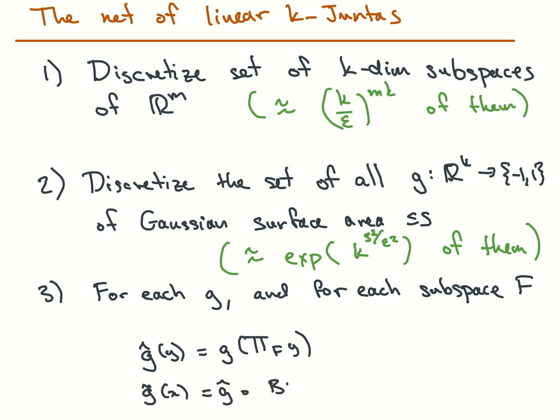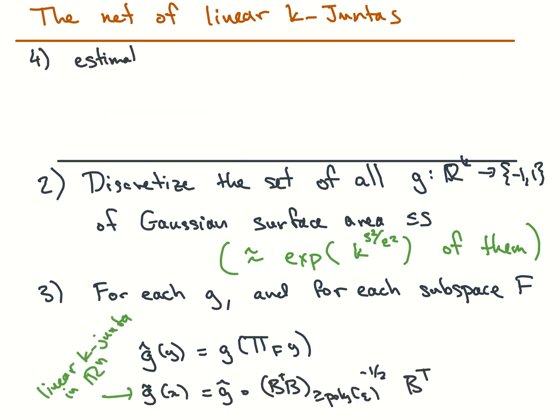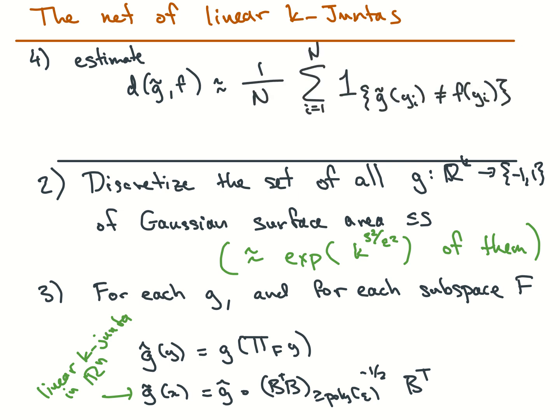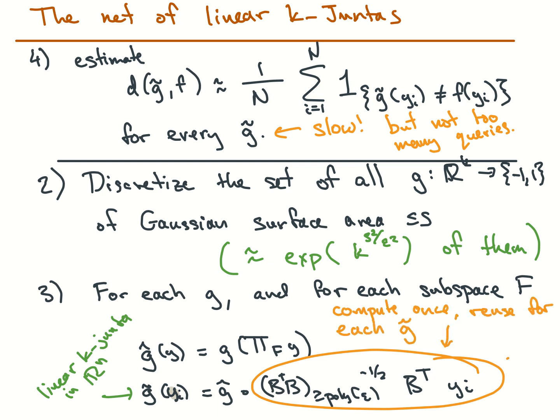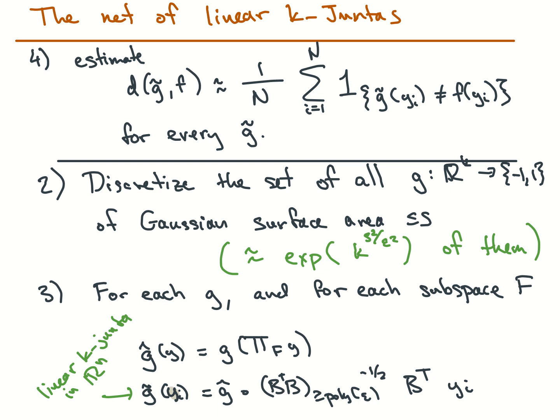Then we estimate the distance of this linear junta to our function f just by sampling some points. And we repeat for every function in our discretization. Now there are a lot of functions here, which means that the running time of our algorithm is huge, but the query complexity isn't too bad, because although we need to query f a bunch of times to compute these inner products, we can then just reuse the same inner products for the other junta candidates. And the number of samples that we need here to get a good estimate for every candidate junta in our discretization is, by standard Chernoff bounds, just the log of the number of candidate functions. And that's where our query complexity comes from, the log of the exponential of k·s²/epsilon².